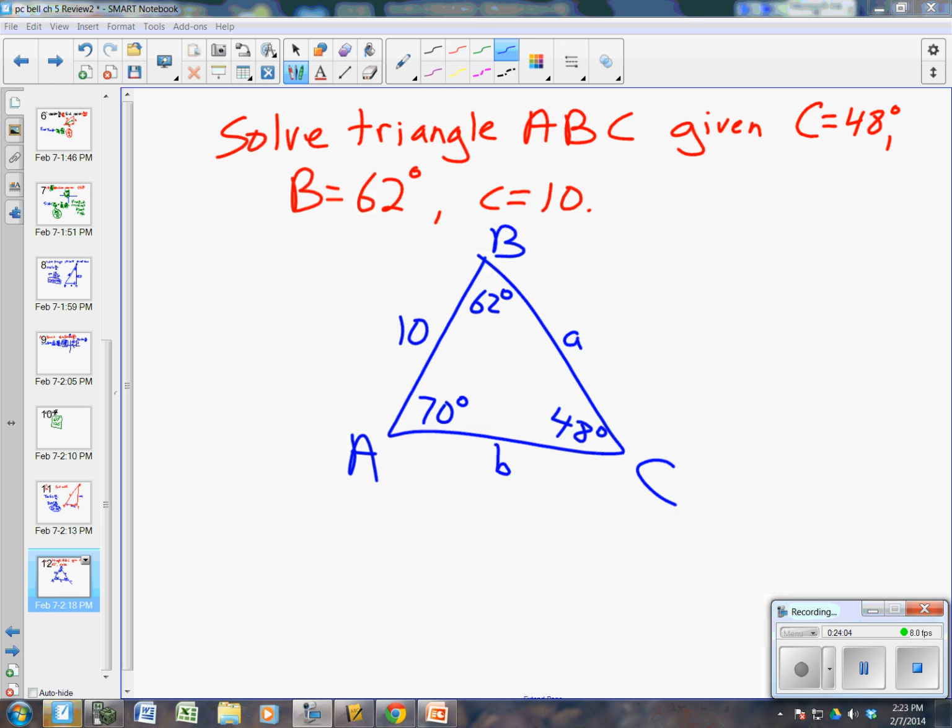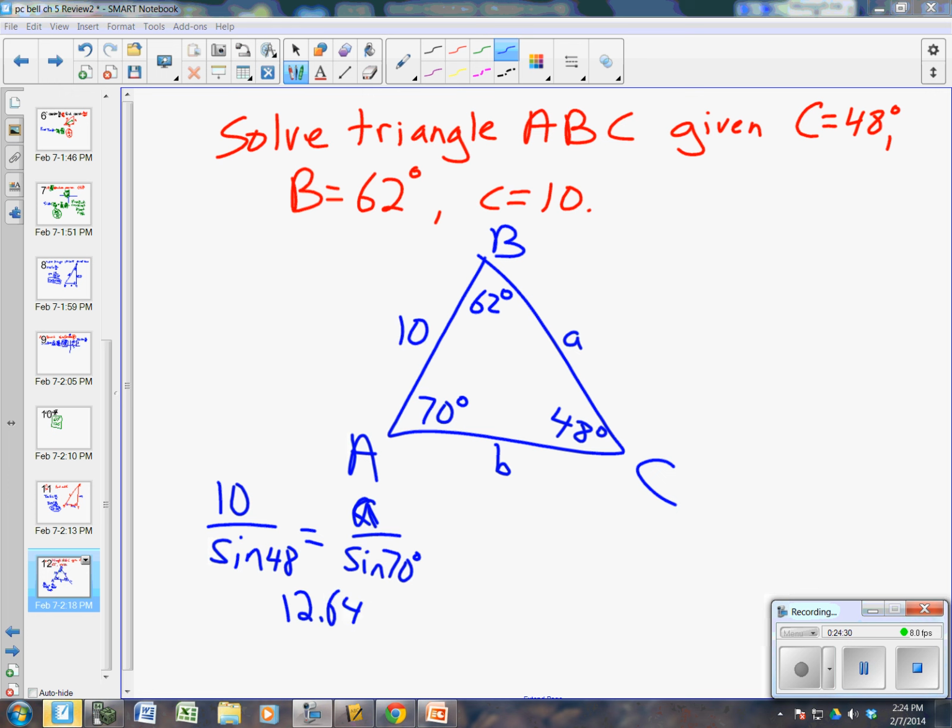Okay, and so we're going to just use the law of sines to solve this one, obviously, because anytime you have 2 things that are opposite, an angle and a side, you're going to use the law of sines. So 10 over the sine of 48 equals a over the sine of 70. So you're going to times both sides by sine of 70. So you're going to go 10 times sine of 70 over the sine of 48. What did you guys get again for that one? For a?